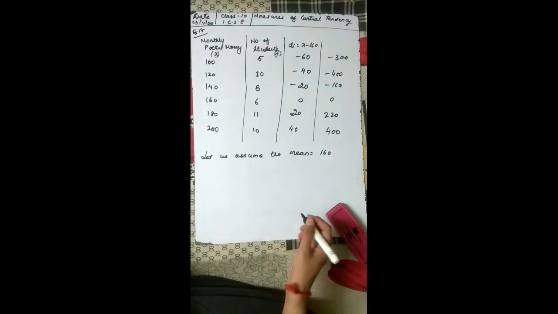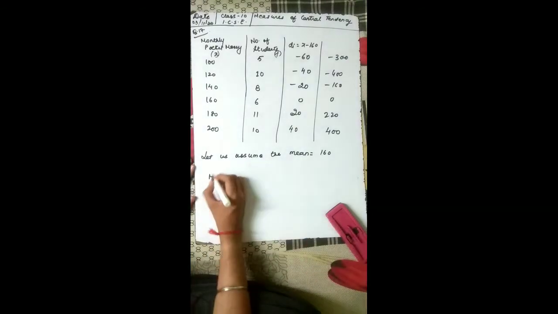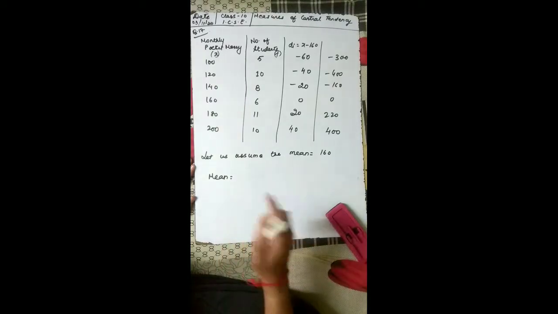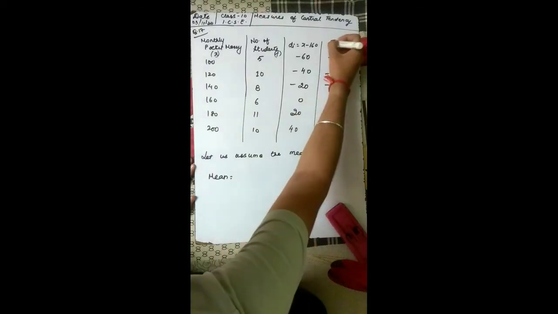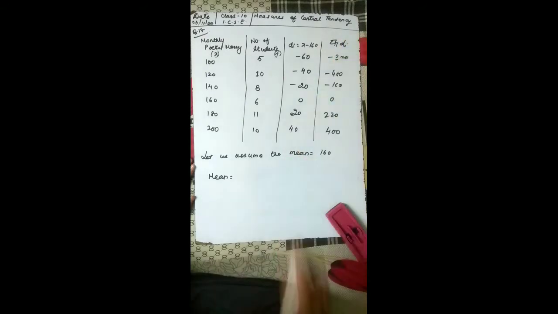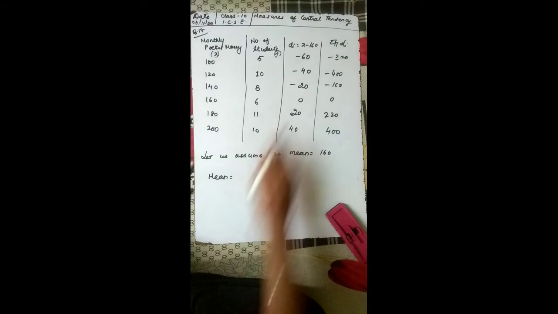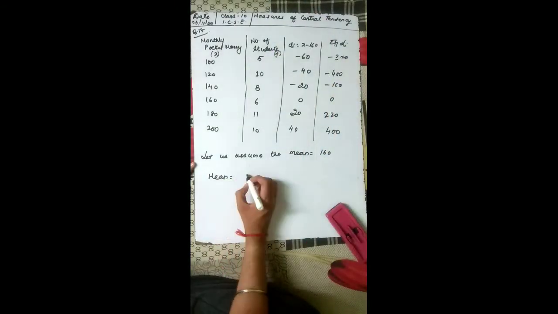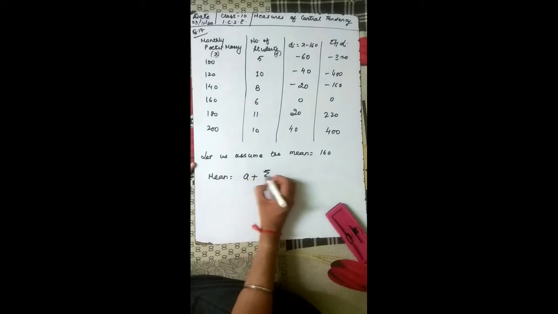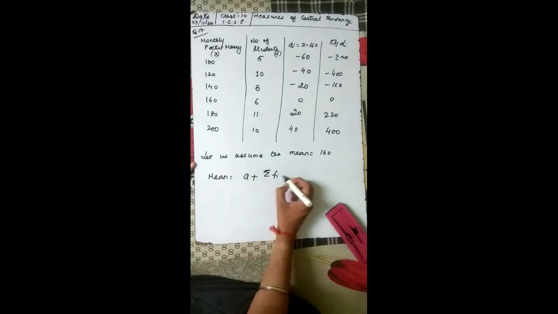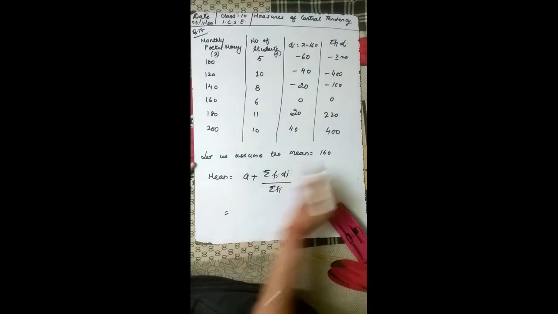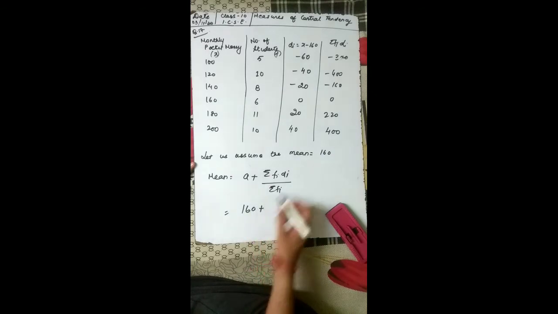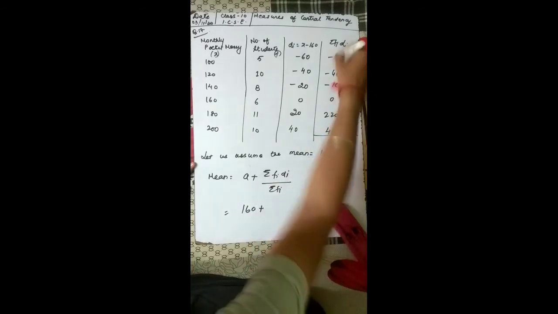Now, what is the formula for calculating the mean by the shortcut method? As I've explained, the use of the shortcut method is to cut short our data into easier numbers. This is your summation of fidi, because I've multiplied this fi with this. So the assumed mean formula is a plus summation of fidi upon summation of fi. What was our a? 160, plus what will be our summation of fidi? You need to add it.